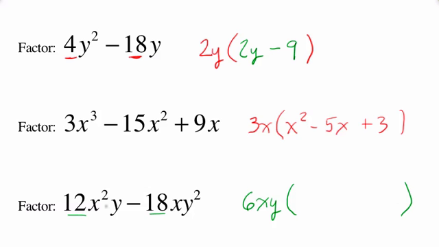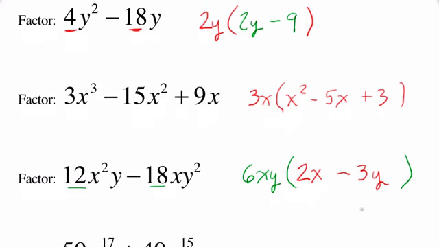6xy goes into 12x squared y. Well, 6 goes into 12 2 times. X goes into x squared x times. And y goes into y just once. So I'm not going to write a 1. 6 goes in negative 18, negative 3 times. X goes into x once, and y goes into y squared y times. So this is my final answer. 6xy times the quantity, 2x minus 3y.